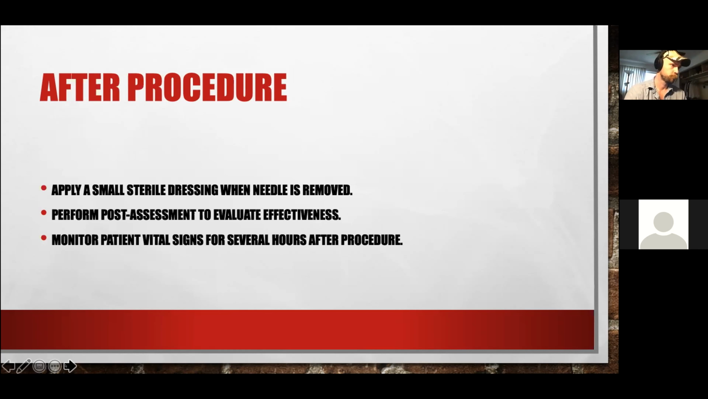And then you're going to do your post-procedure assessment to evaluate the effectiveness. If you just took off a lot of fluid from their lungs, you're going to expect them to be breathing better. You're going to expect lung sounds to be better. But you don't really know that unless you do your pre-procedure assessment and your post-procedure assessment. And then you're going to monitor patient vital signs for several hours after the procedure, just to monitor for any complications that may have arisen from the procedure.